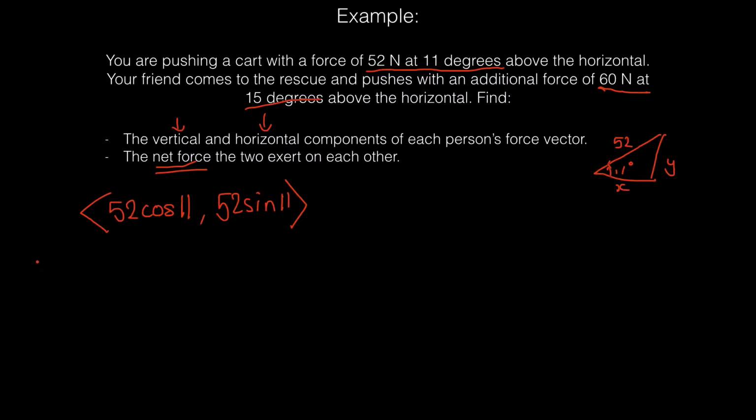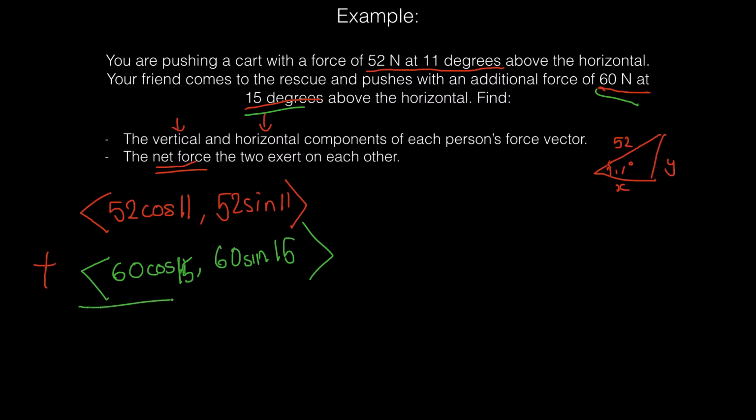Okay, and now what about for the second guy over here, your friend? 60 newtons at 15 degrees above the horizontal. We're going to break that into components as well. You can draw a triangle if you wish, but for time's sake, I'm not going to. Oh, that's 15. Sorry about that. It should be 15.